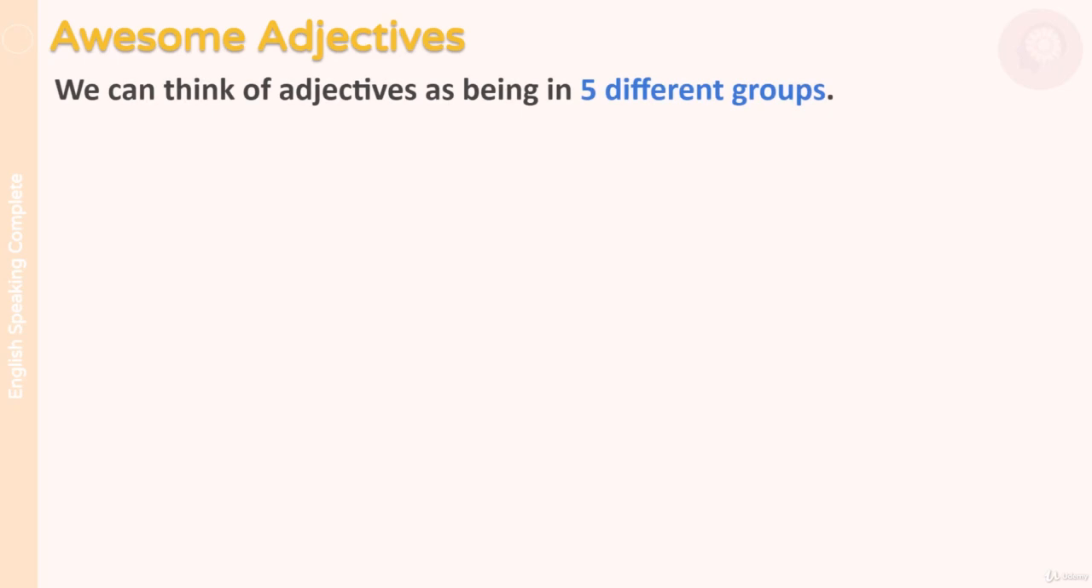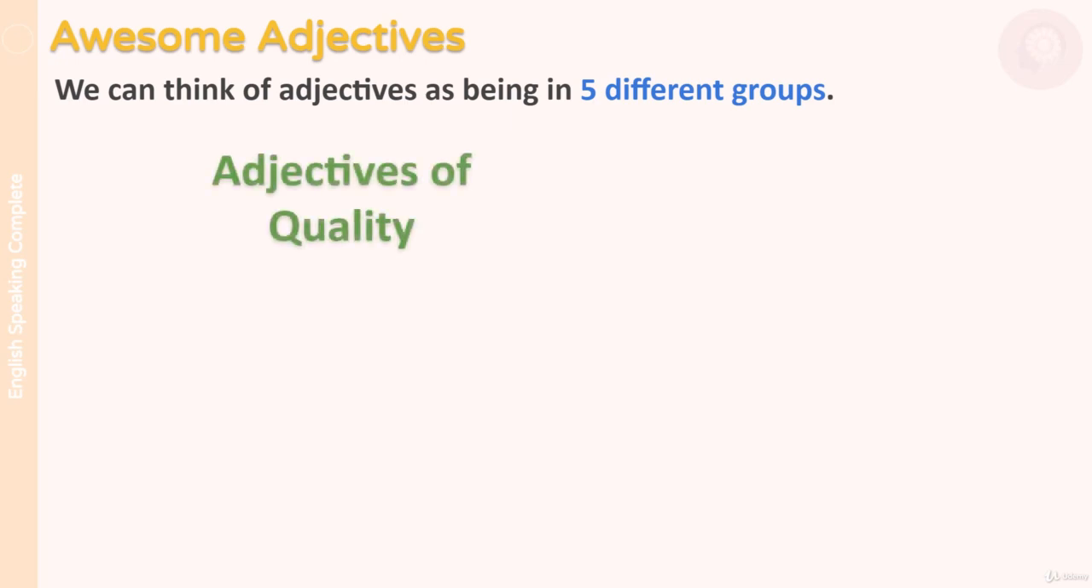So, adjectives can be grouped into 5 different groups. That's how I personally group them. You may be able to find different groupings, but I think adjectives are best placed in 5 different groups. And again, this will help with your understanding of their use and their importance.